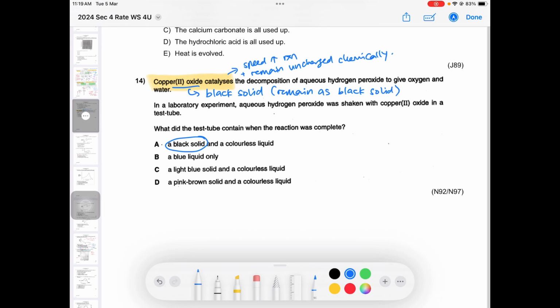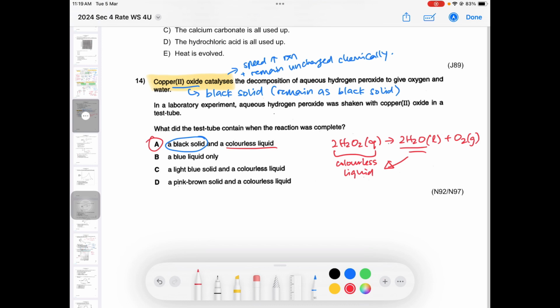Now, why is there a colorless liquid? It's because hydrogen peroxide, upon decomposition, forms water and oxygen. Hydrogen peroxide itself is a colorless liquid, and you should know that water is also a colorless liquid. So A is the correct answer.